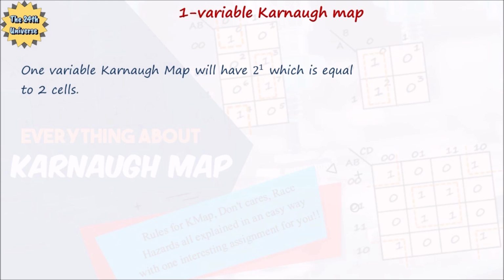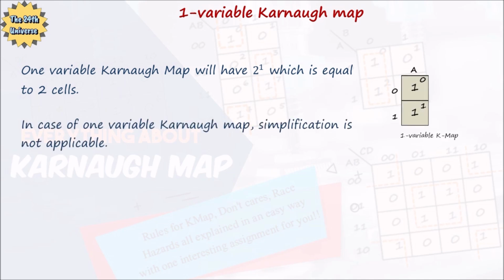One variable Karnaugh map will have 2 raised to 1 cells, which is equal to 2 cells. Therefore, it may be thought of like this. In case of a one variable Karnaugh map, simplification is not applicable. Say for instance, you have an expression F equals A, or say F equals A bar, and I ask you to simplify this expression. Makes no sense, right? Consider another instance. Do you think we can further simplify the circuit? No. So we directly start with the 2 variable Karnaugh map.